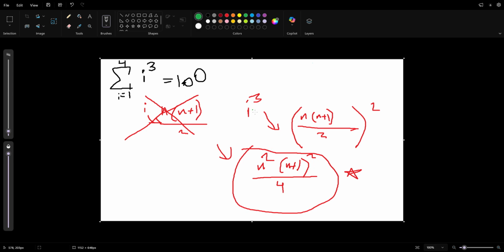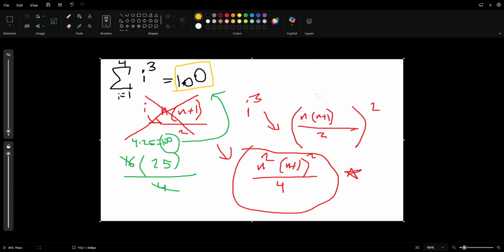Now, let's solve it using this formula. So, n is equal to 4, n squared is 16 times 4 plus 1 whole squared is 5 squared, which is 25, over 4. Now let's get rid of that. 4 times 25 is equal to 100. Which is equal to this right here.